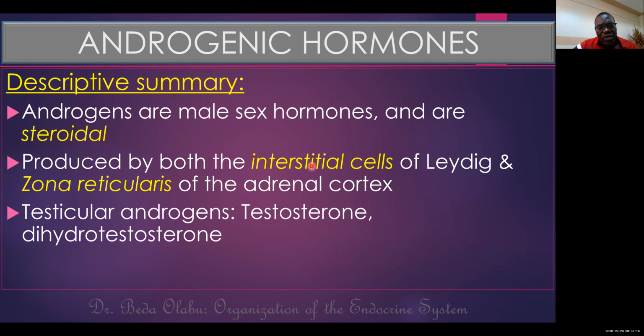So which androgens come from the testis? The key testicular androgens are these two. We have testosterone and dihydrotestosterone.